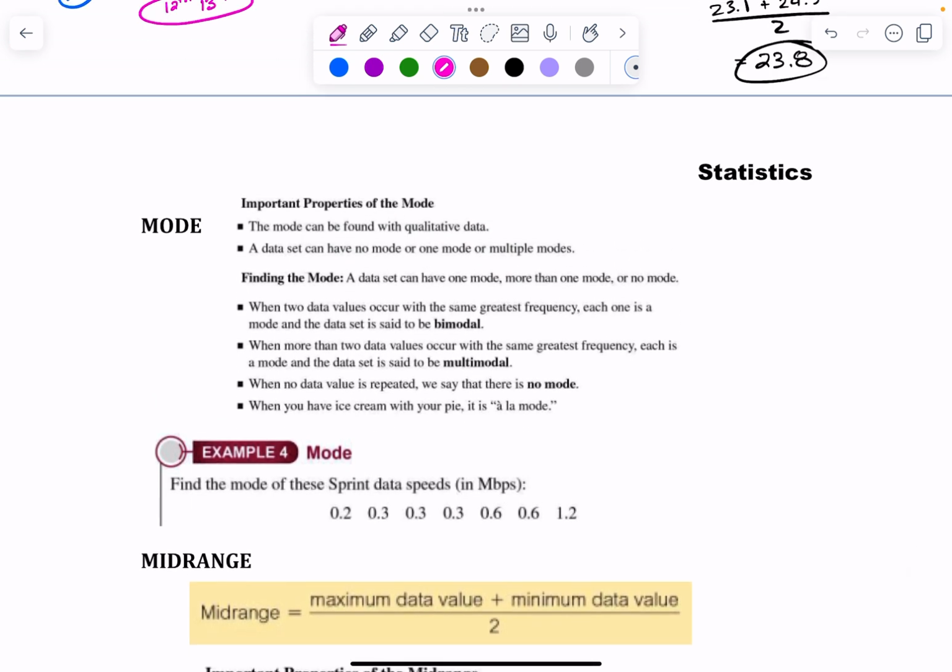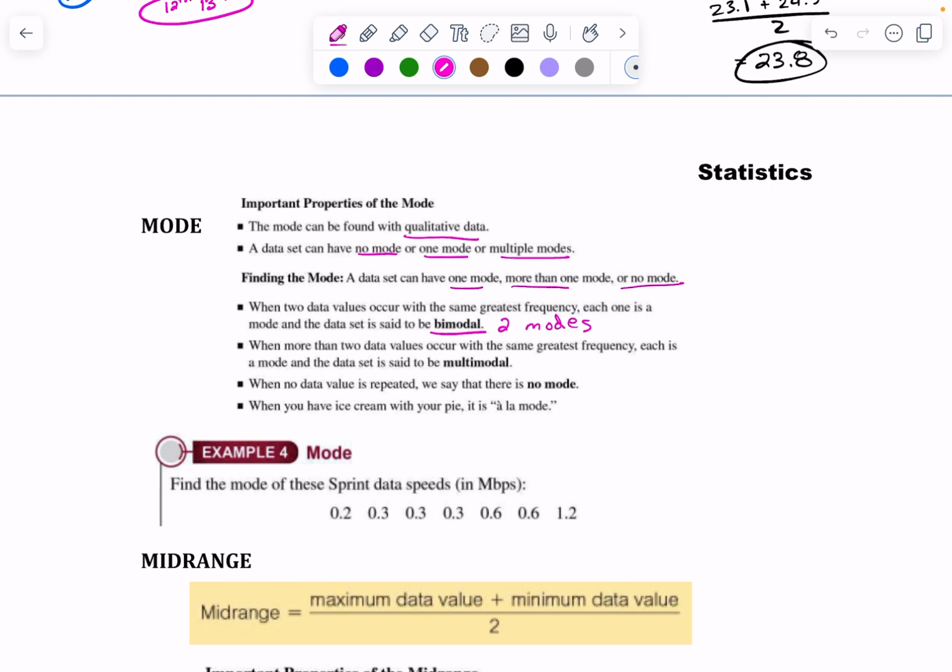Okay, the mode can be found with qualitative data. A data set can have no mode, or one mode, or multiple modes, right? If it has 3 numbers that appear 4 times, each of those 3 numbers is going to be a mode. Like you're going to have 3 modes. A data set can have one mode, more than one mode, or no mode. When two data values occur at the greatest frequency, each one is considered a mode and it is called bimodal. That's 2 modes.